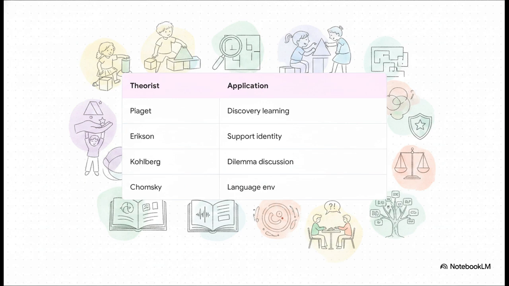From Piaget, we learn the absolute necessity of child-centered, discovery-based learning. You have to match your instruction to their cognitive level. Let them touch the equipment, let them physically construct the knowledge. From Erikson, we understand our duty to support identity and competence. Your classroom has to be a safe space to fail and try again without feeling inferior.